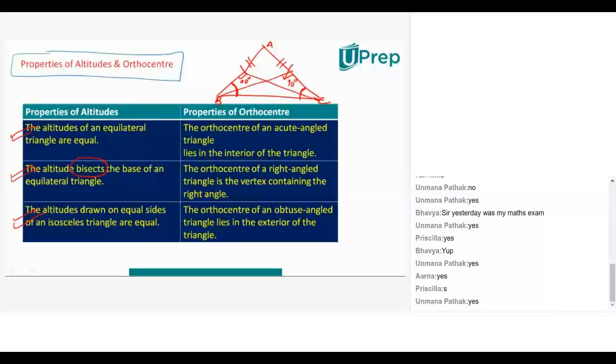It lies outside is what you guys will be taught or what you guys have come across. Let me discuss it before I move to the next concept. Who can tell me why it lies outside? Anyone? Who can tell me why the orthocenter of an obtuse angle triangle lies outside? You can unmute and speak. Go ahead.